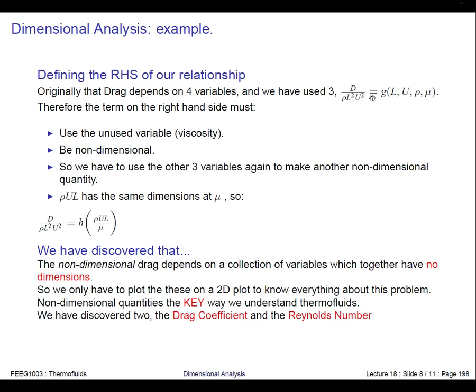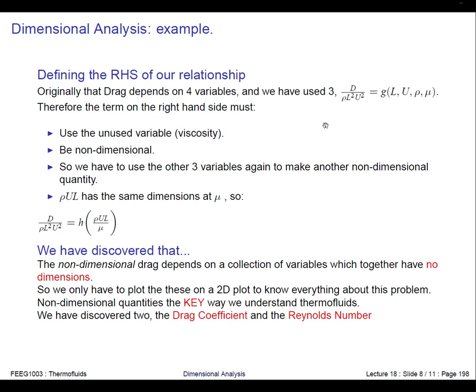So what I ought to do is start off with the viscosity, because this is the one thing I haven't used. Then I need to take a couple of L's and a couple of U's and a couple of rho's, and combine them in a certain way such that the dimensionality of my viscosity disappears, and I make a collection of variables that are non-dimensional, and then my equation is consistent.